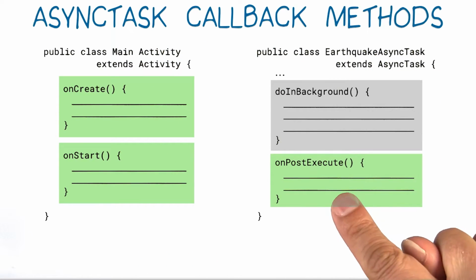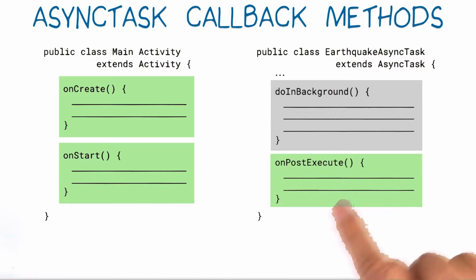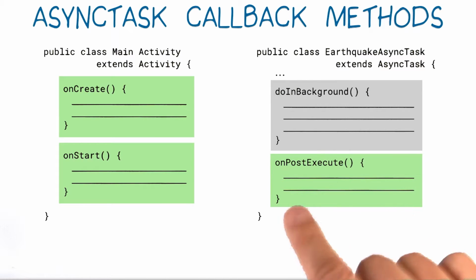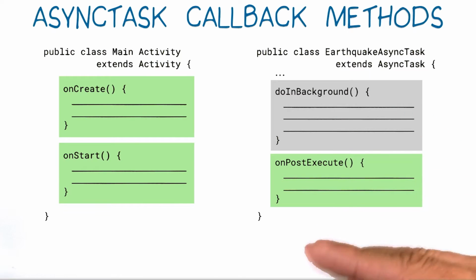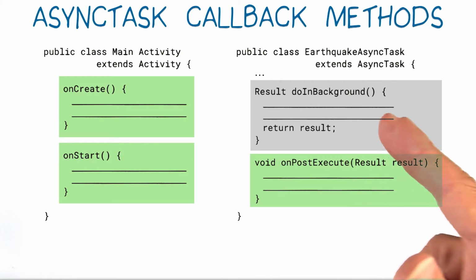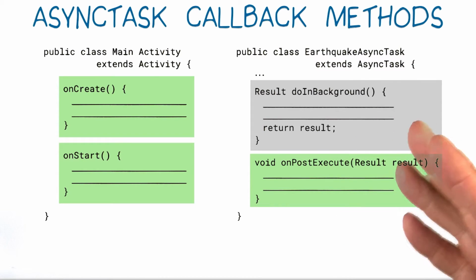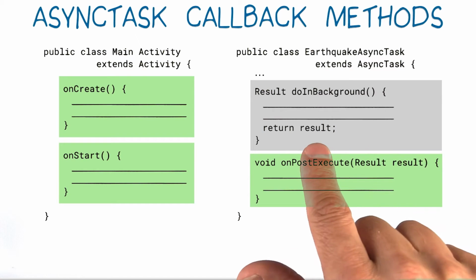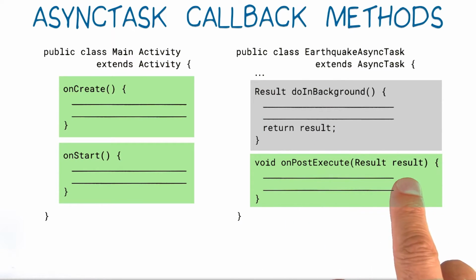You can override a method in AsyncTask called onPostExecute. This method runs on the main thread, which is why I highlighted it in green. This method will be called after the background work is done, which is why it's called onPostExecute. If I reveal more details about the methods, we can see that the doInBackground method returns a result. That result is passed in as the input to the onPostExecute method.